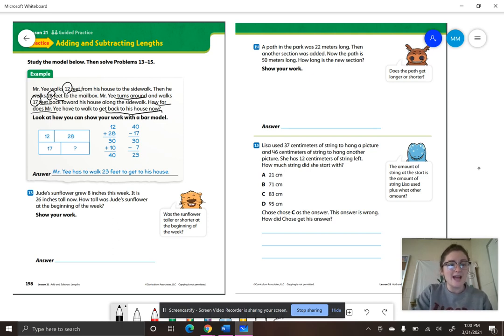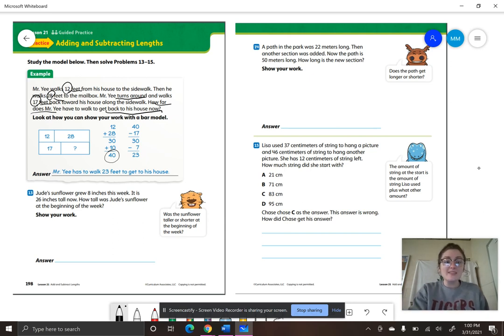They started by adding 12 plus 28 to find how long it took him to get to the mailbox. So they added 12 plus 28 and had a whole of 40. It took 40 feet to get to his mailbox. Then he turned around, so then he was ready to go home. He got 17 feet. So what they did is they were trying to find how many feet he had left.